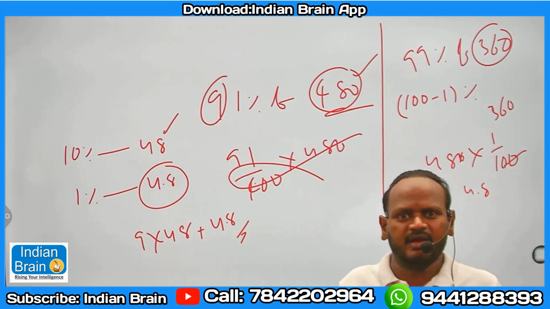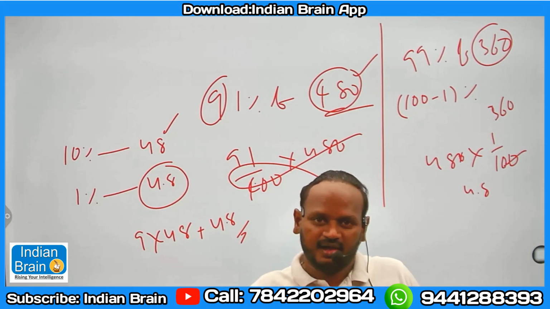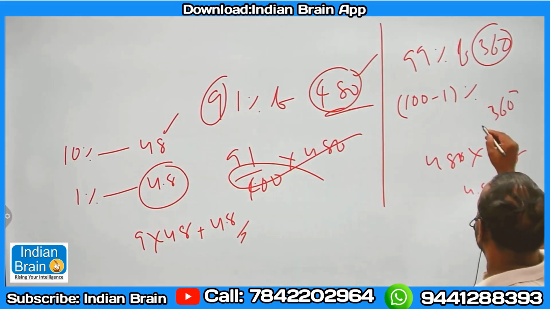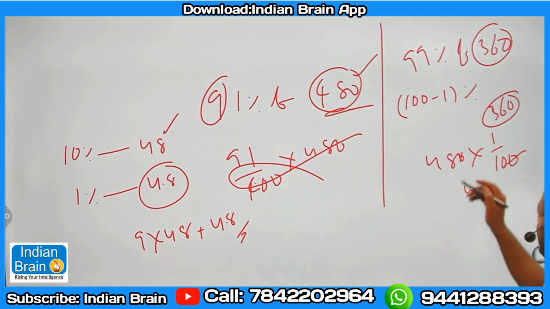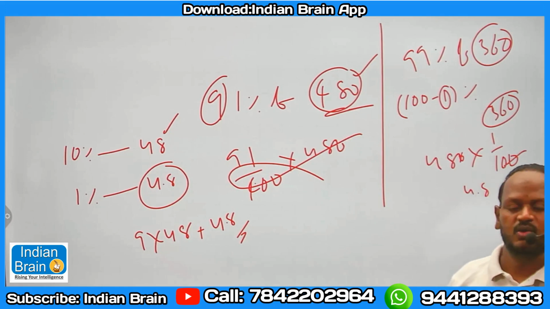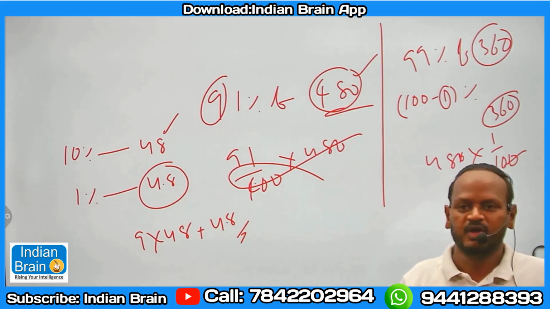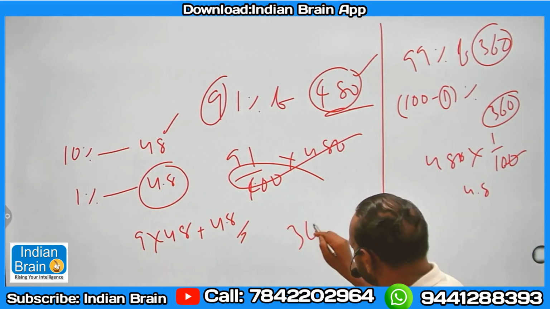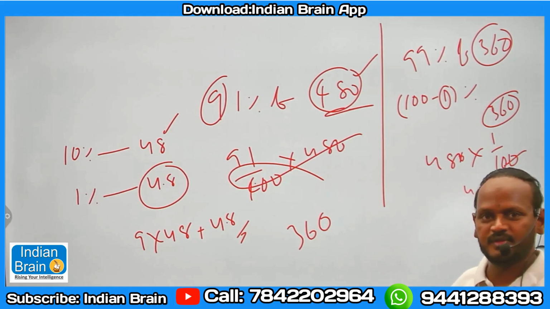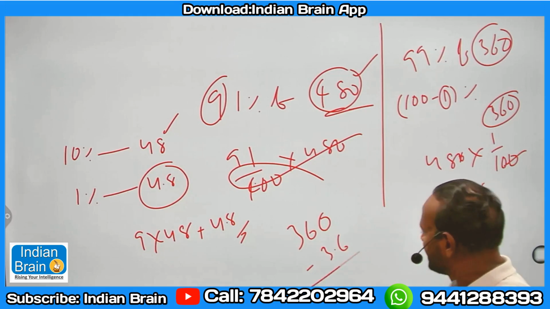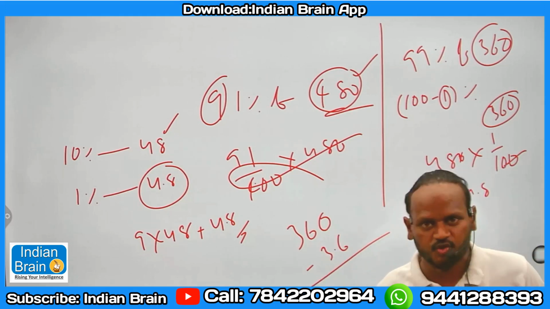100% of any number is the number itself, right? Yes or no? I have taken 360, that's the 100% value. I need to subtract 1%, right? 100% minus 1% is the 99% value. The 100% value is what here? 360. What is the 1% value? 3.6, right? Minus 3.6 can be our answer. That's it. It will save your time for sure.